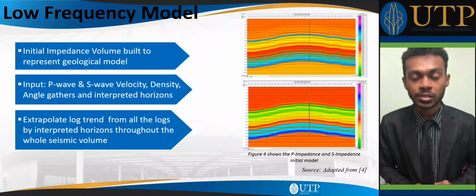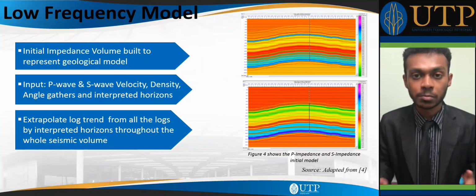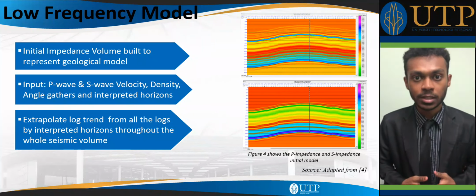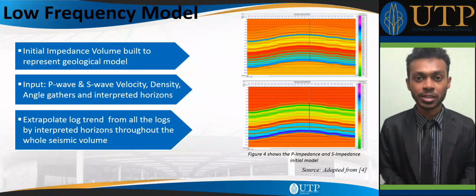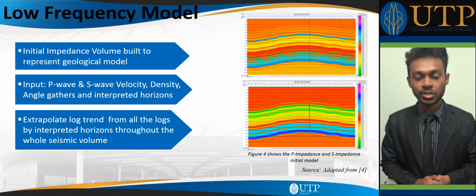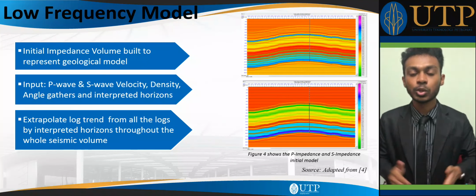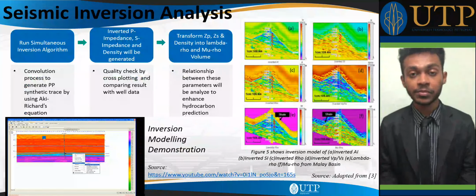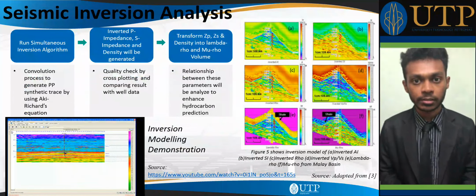This method aids to integrate the information from several sources and compensate for missing information from seismic data by providing additional information, and improves the resolution and introduces the trends. The figure on the right shows the initial P impedance and S impedance low frequency model from one of the fields in Malay Basin. As a last step, we need to run the simultaneous inversion modeling.